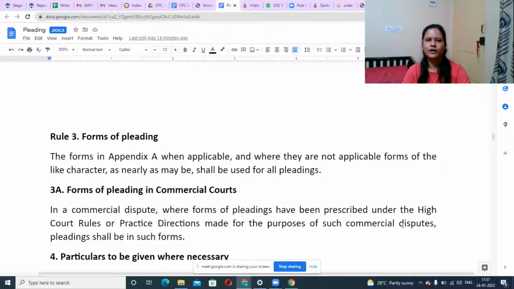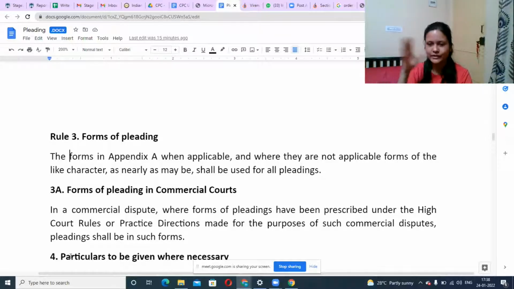Then we have rule 3 that talks about forms of pleading, wherein different forms are mentioned in Appendix 1, saying that it has to be filed in a certain format only. It is just to ensure that parties stick to the basic, necessary information. They do not drag in all the other irrelevant things in the pleading, because it would otherwise become very difficult to narrow down the claims. So we do have a format for most of the different types of cases, and it has to be followed if a format is there.